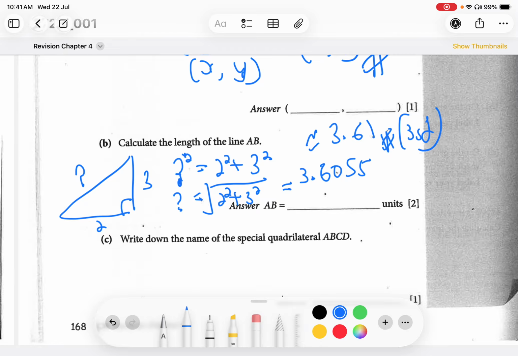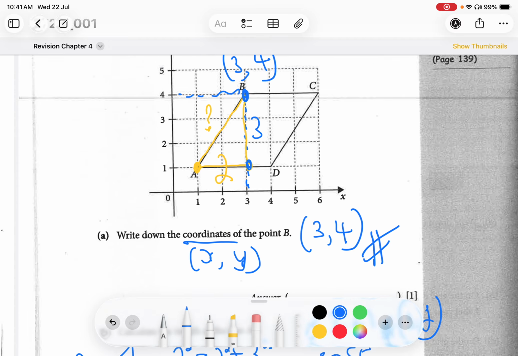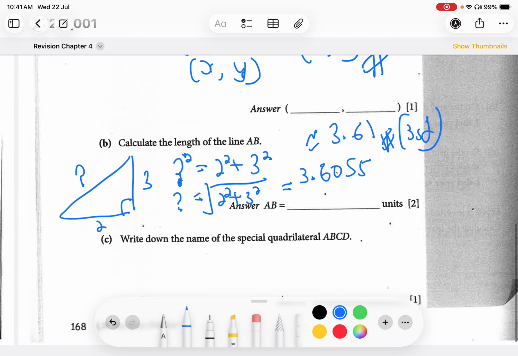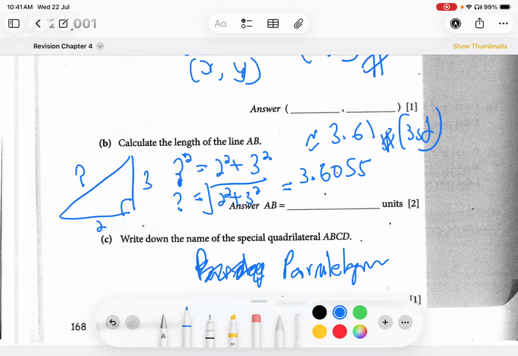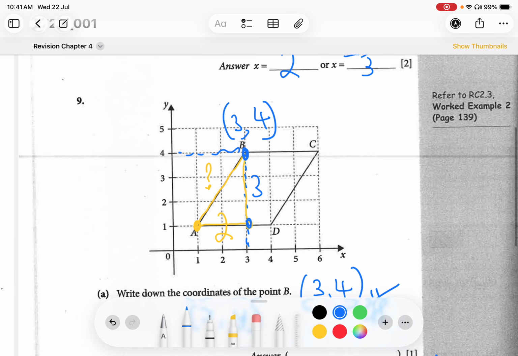Okay, for this, write down the name of the special quadrilateral ABCD. This is a parallelogram. I can't remember the spelling for this. You can check, you have to find the spelling. Parallelogram. Okay, the next one.